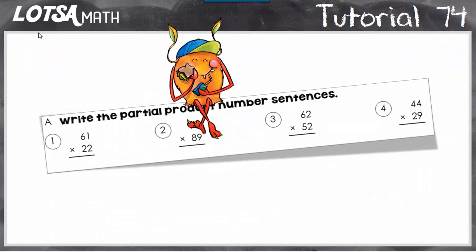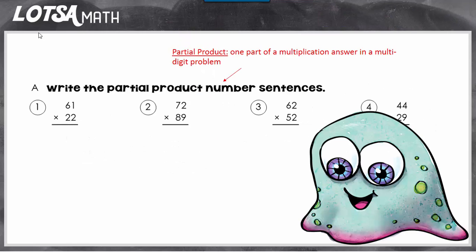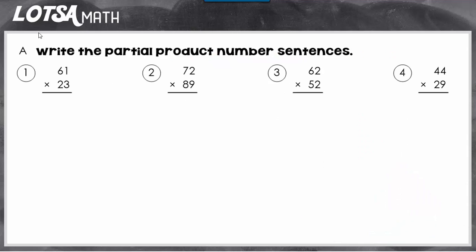For these questions, we're going to write the partial product number sentences. A partial product is just one part of a multiplication answer in a multi-digit problem. So let's look at some examples.